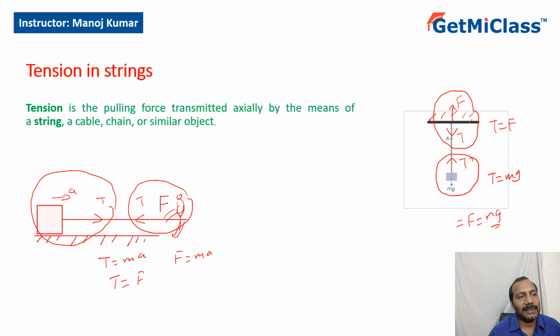So force is applied on the block by the person through the string, and the string carries the force applied by the person to the block in the form of tension. So in this way, I can see tension in case of an object which is placed on a horizontal surface or in a vertical situation.